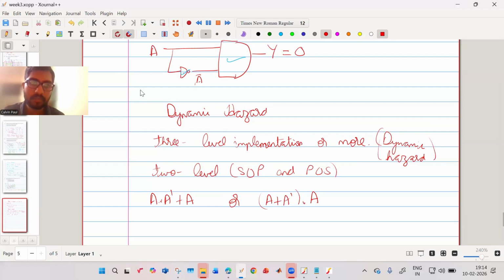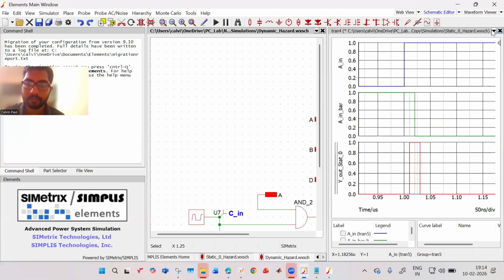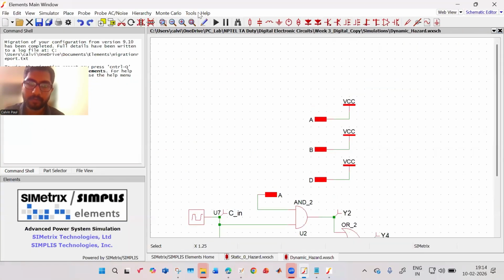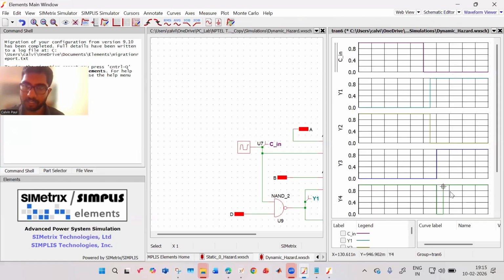So let us see one simple example which sir had shown, that is dynamic hazard. So this is the logic gate. If you've gone through the lectures, you would know that this is the example sir has shown for dynamic hazard. And I'm just simulating it to give you guys the understanding.